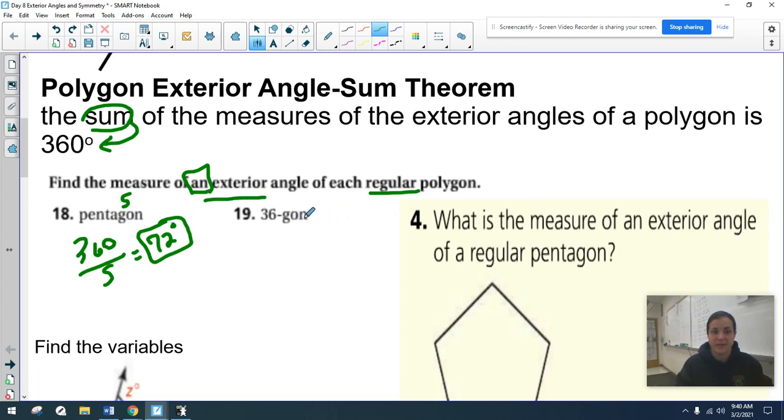Okay, for a 36-gon, whatever, they all have a special name, but usually if it's more than 10 or 12, they tend to just put the number in there. So again, exterior is 360. We're going to divide it by 36. So if you have 36 sides, then every exterior angle is going to be 10 degrees. Okay?